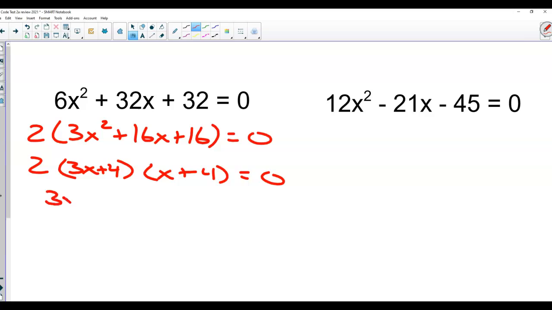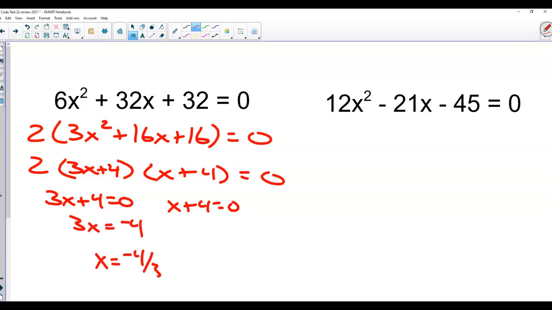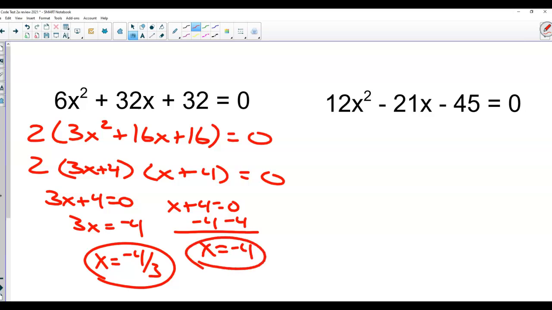And we set each parenthesis equal to 0. That's how you finish the problem. 3x equals a negative 4. X equals negative 4/3. That is one answer. X plus 4, we subtract 4 on both sides. X equals a negative 4. That is your second answer.